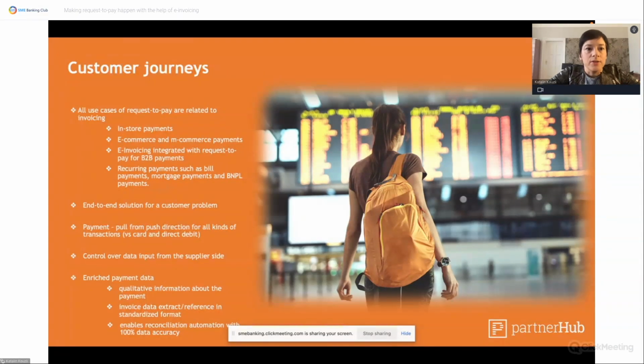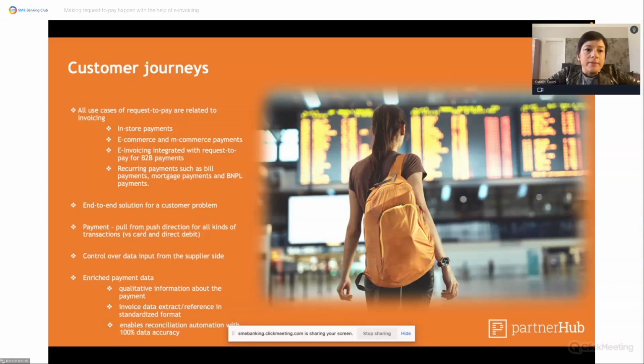if we are thinking about any of the use cases that are described in the request to pay service, both in-store payments, the e-commerce and m-commerce payments, the B2B e-invoicing and payments, and even the recurring payments, they include the element of e-invoicing. You always have an invoice or a bill that must be paid. In each of these situations, you will have the invoice, so you can utilize the integration of e-invoicing and request to pay.